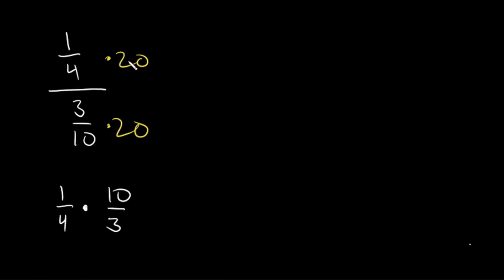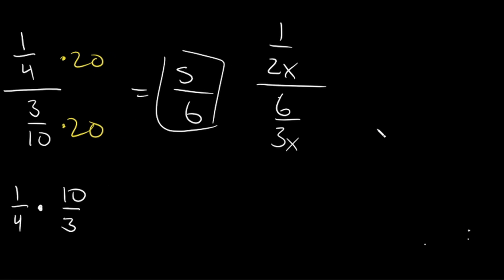So 20 times 1 would just be 20. 20 divided by 4 would be equal to 5. So this would be 5. And then 20 times 3 is 60. 60 divided by 10 is 6. So we get 5/6. Let's look at another example.